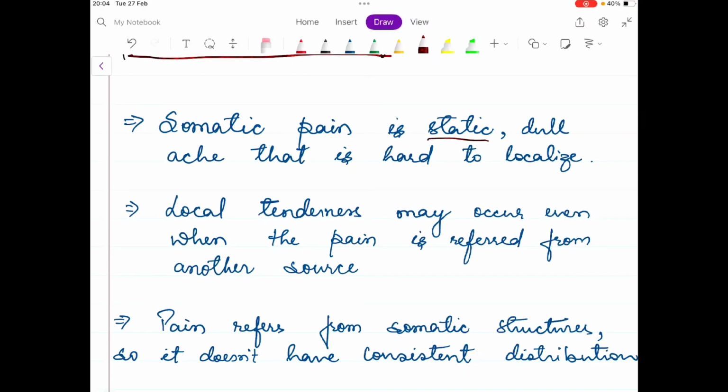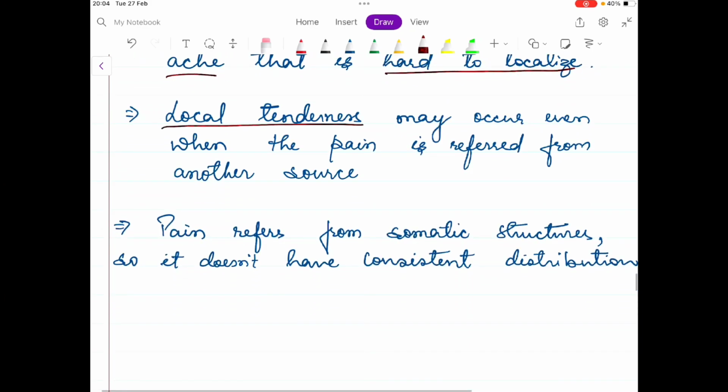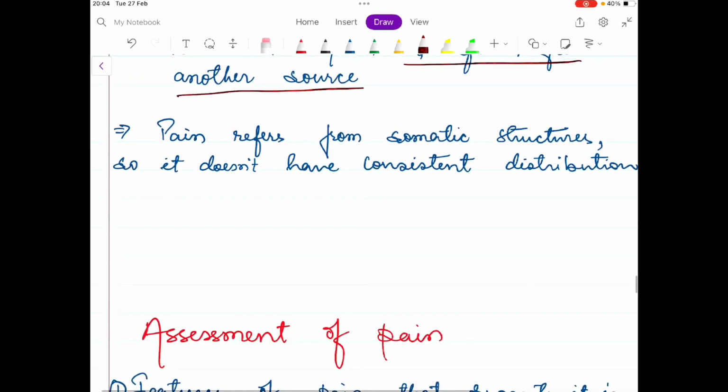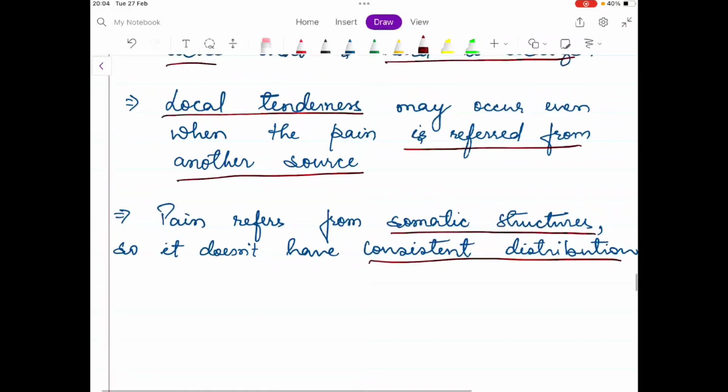Somatic pain is a static, dull ache that is hard to localize. Local tenderness may also occur when the pain is referred from another source. Pain refers from somatic structures, so it does not have a consistent distribution. Since pain refers from somatic structures such as your joints or your myofascial regions, it does not have a consistent distribution.